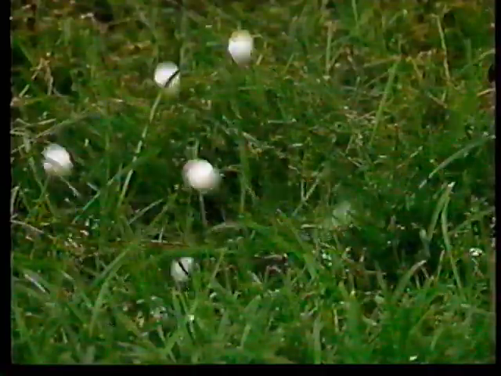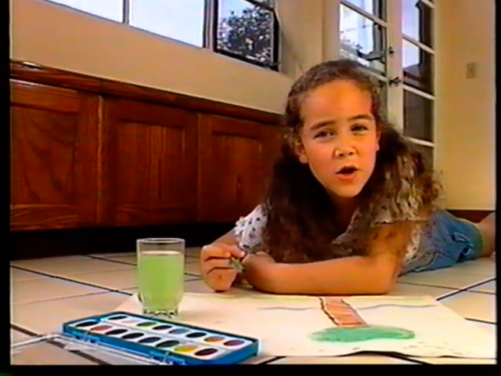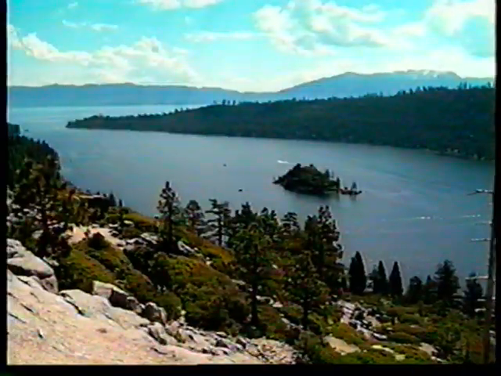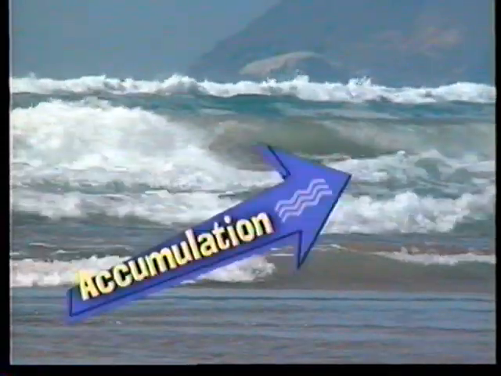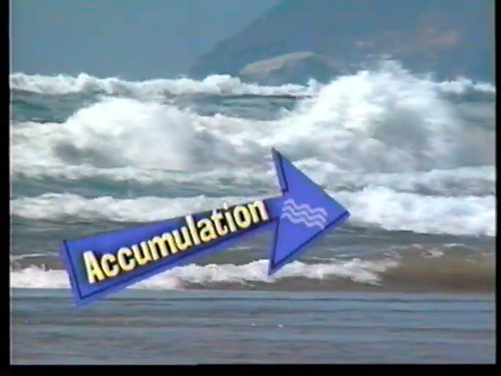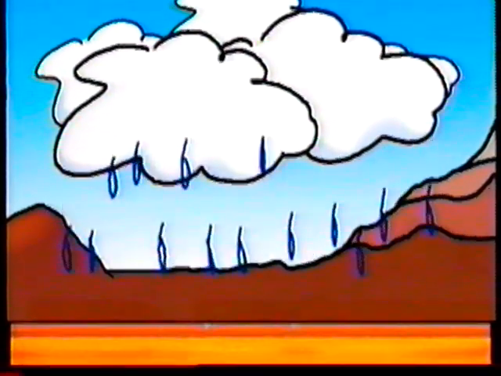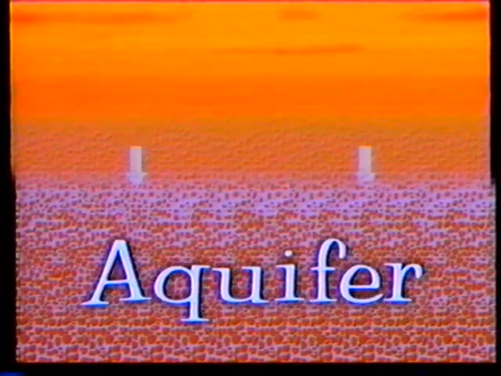During precipitation, water falls to the earth as rain, as hail, or as snow. Where does the water go after it falls? It flows down creeks and storm drains into rivers, lakes, and oceans. This is the accumulation stage. Some water even goes down, percolates, beneath the surface and accumulates underground. This is called an aquifer.